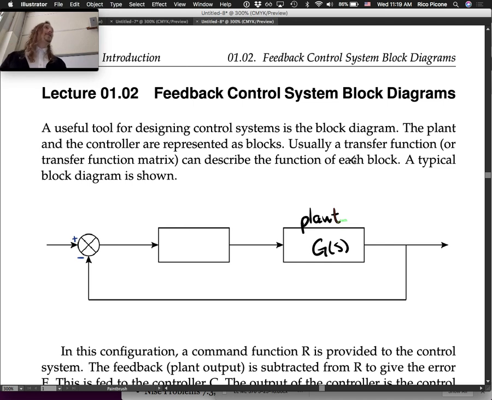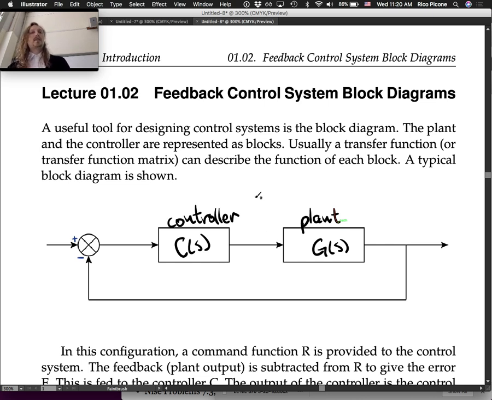You can also represent it as a state space model, a frequency response function. There's all kinds of stuff. All of the versions that we learn in system dynamics we can use, but we're going to focus on the transfer function in this class. The plant. And then we're going to also have a controller, C of S. So the controller has a transfer function as well, and we often call it C. Usually a transfer function or transfer function matrix can describe the function of each block.